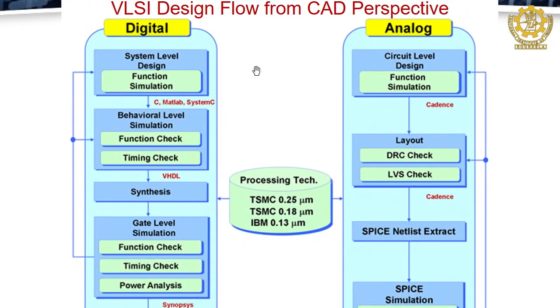In system level design, we take the help of tools like C, MATLAB or SystemC, where we design the things in C, MATLAB or SystemC and try to validate the functionality. Let us take a simple example, an 8-bit counter. If you are designing an 8-bit counter, what will be the specification for a counter? The first specification will be how many bits it is counting, whether 8-bit, 4-bit or 16-bit.